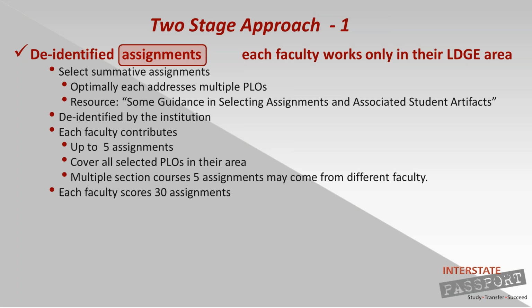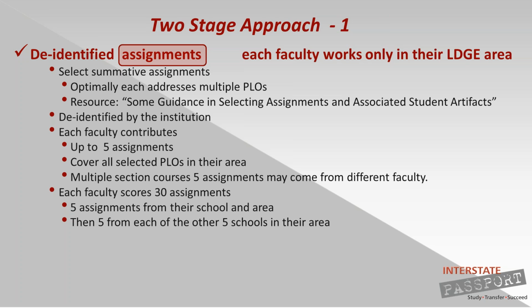Now we're focused just on the assignments that faculty give to the students to have the students demonstrate proficiency with the learning outcome. Each faculty member is going to score 5 assignments from their school within their area. Of course, if there are fewer assignments than that have been generated for their school and area, then that's the number of assignments that will be scored. So a maximum of 5 assignments from their school. They're then going to score 5 assignments from each of the other 5 schools in their area.